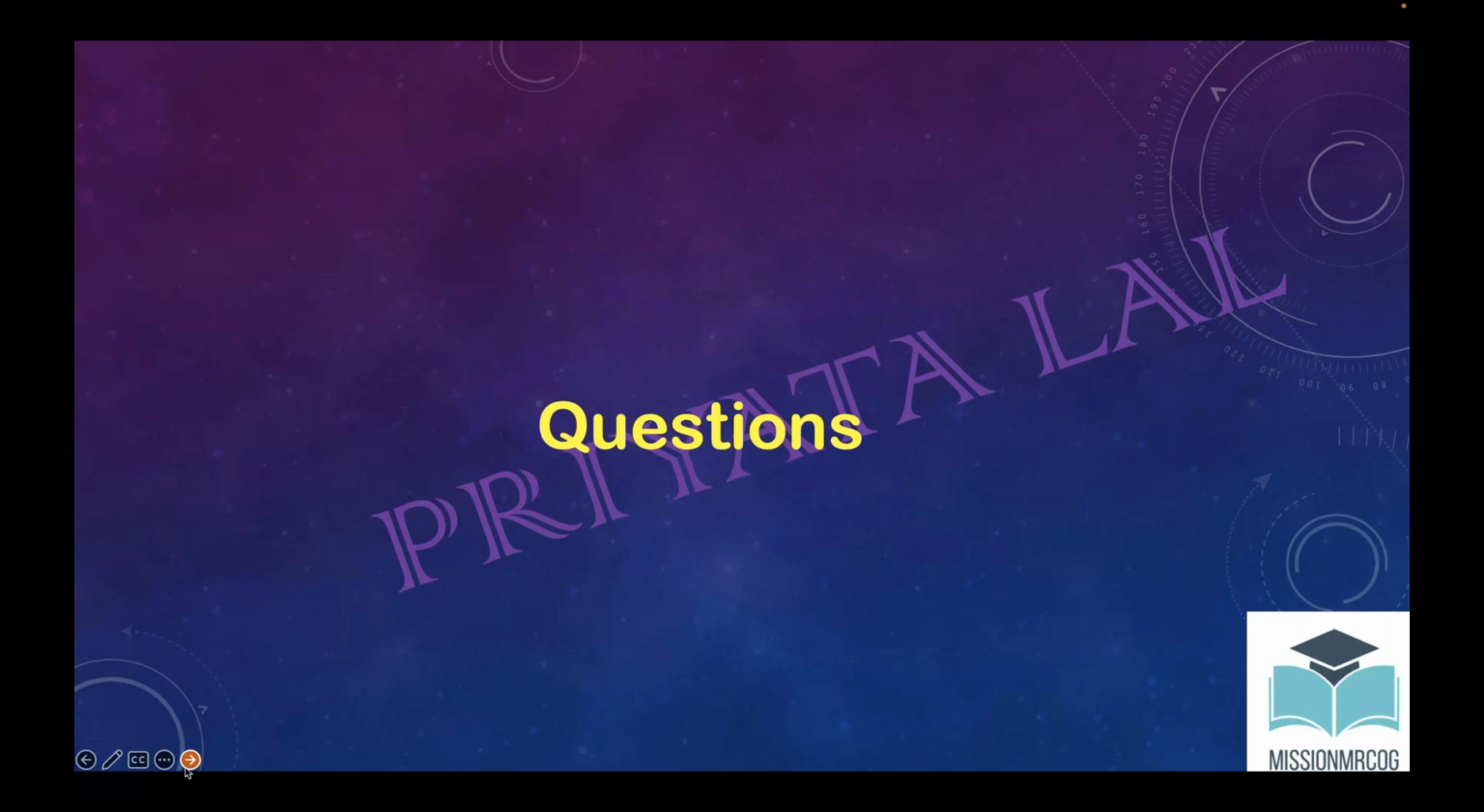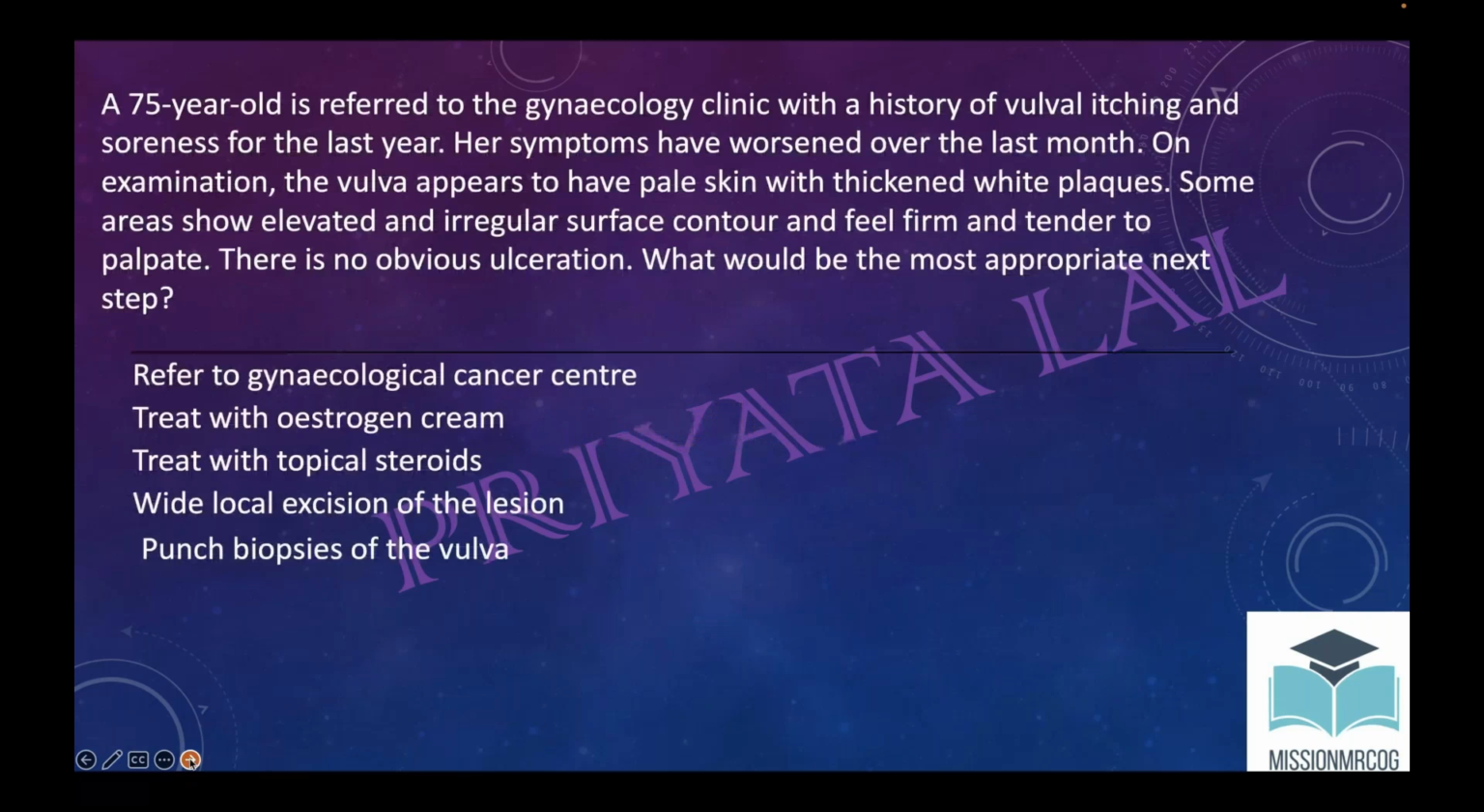Okay, so a 75-year-old woman with a history of vulval itch and soreness from last year, worsened over the last 10 months. On examination, the vulva appears to be thickened with white plaques. Some areas are elevated, with irregular surface contour, feel firm, and are tender to palpate. No obvious ulceration. What will be the next step?